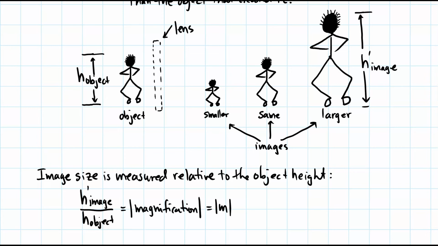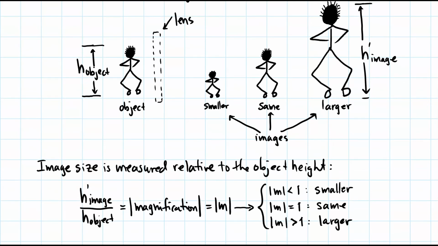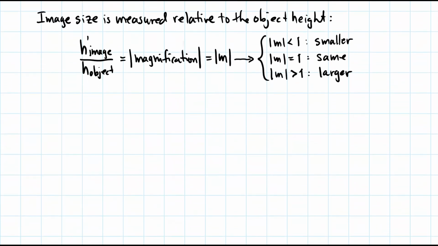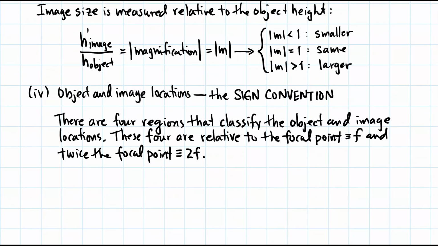By looking at the value of m, we have this. If the magnification is less than 1, we say it's smaller. If the magnification is 1, it's the same. And if the magnification is greater than 1, then the image size is larger. The last image characteristic is the object and image locations. Object and image locations: the sign convention.